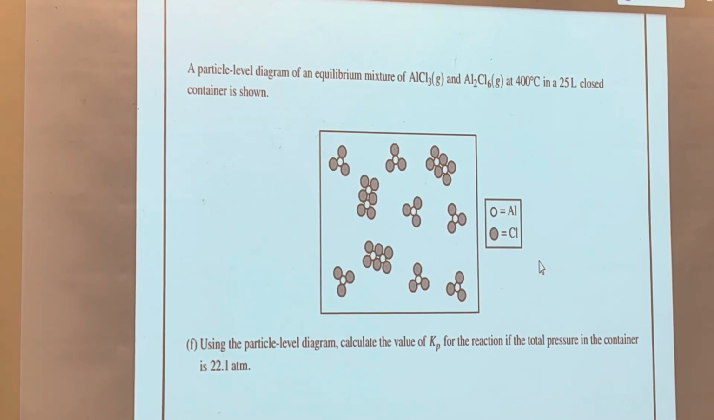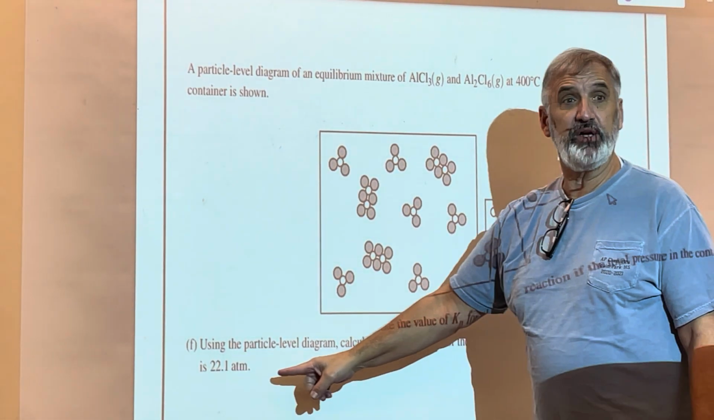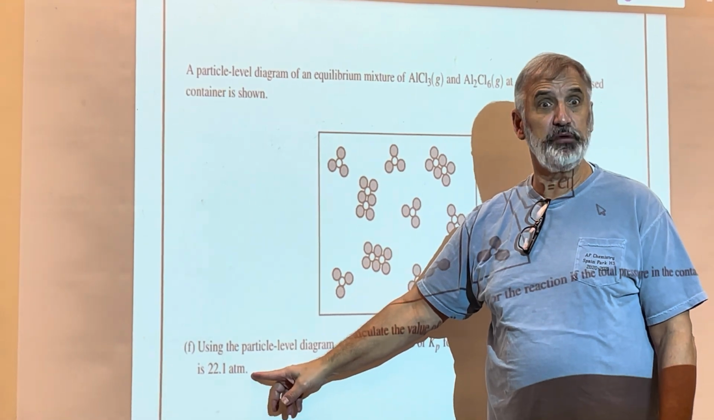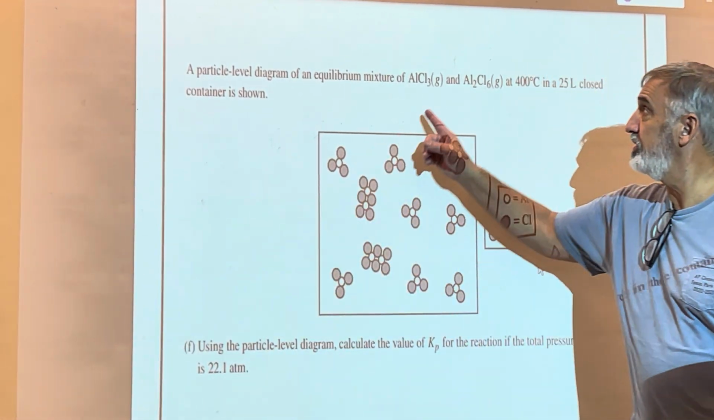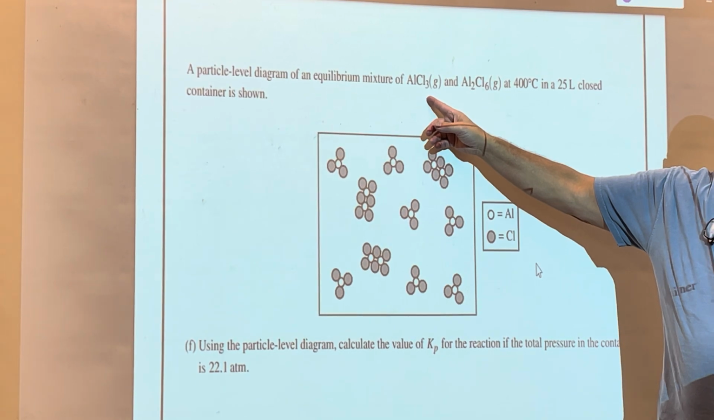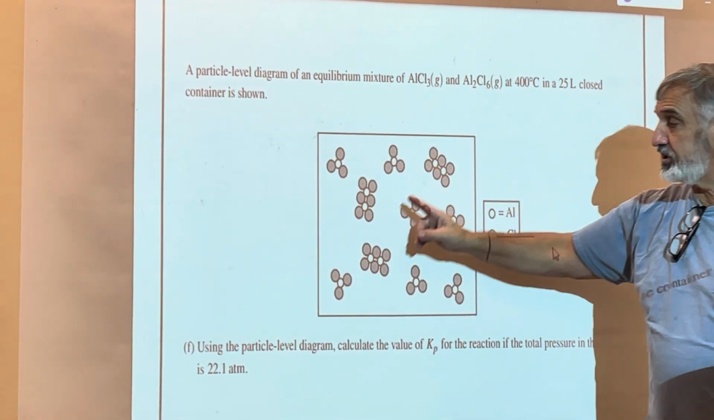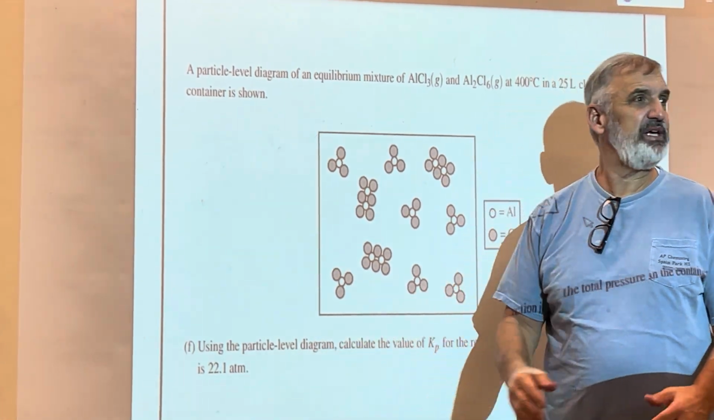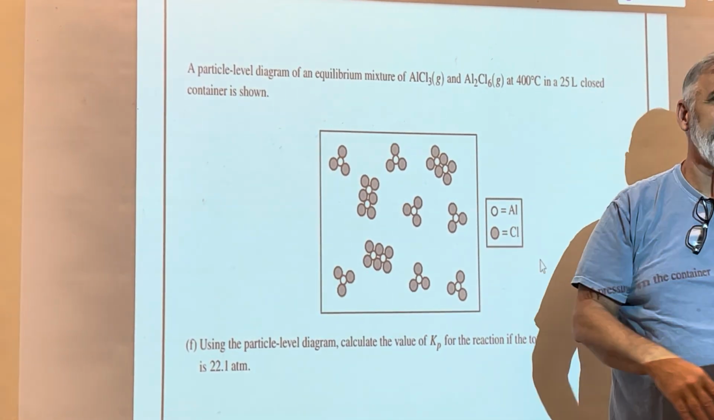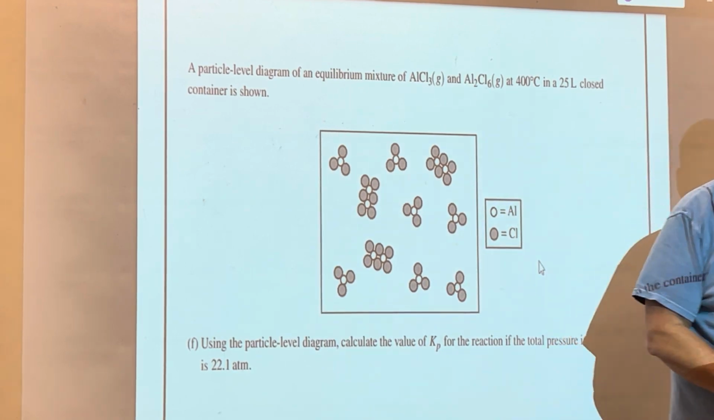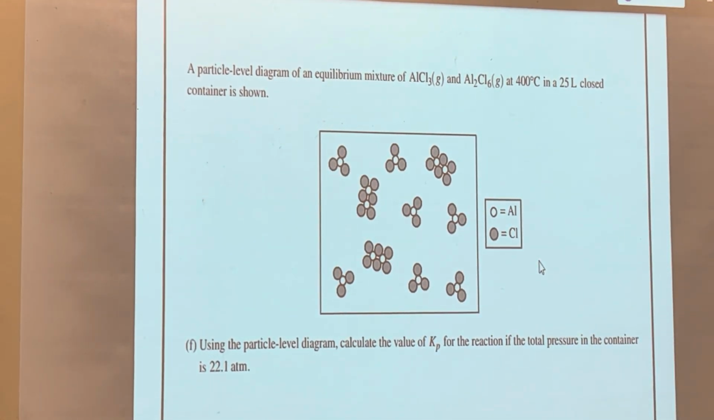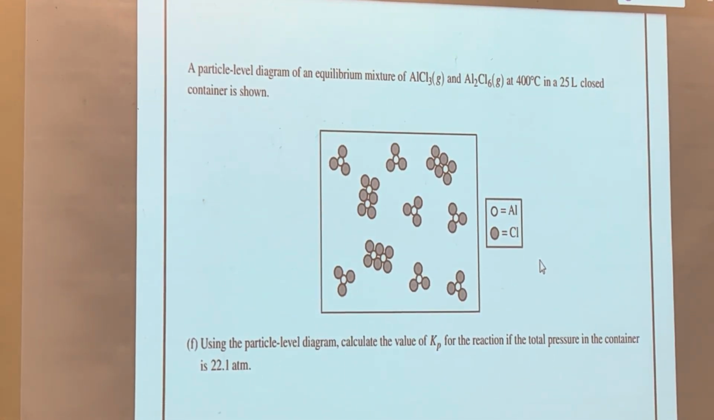Well, what's the total pressure? 22.1. So 70% of 22.1 is due to AlCl3, right? Obviously, then the other 30% is due to Al2Cl6. Once you multiply those out, Kp is just a ratio of the two. We'll learn how to do that, but once you get that part, the rest is easy. So that's just an application of Raoult's law. Now, which one is next?